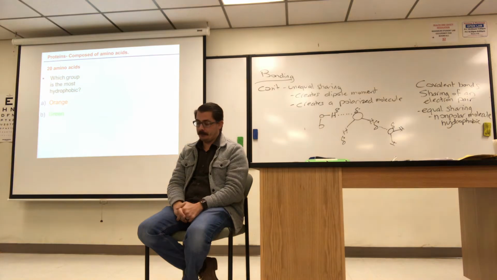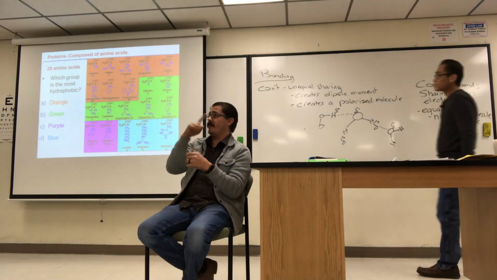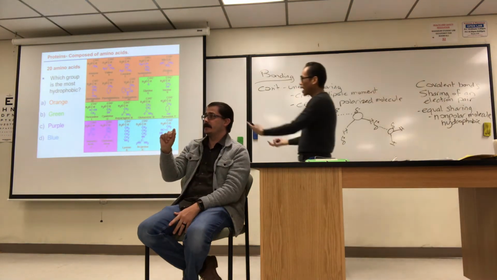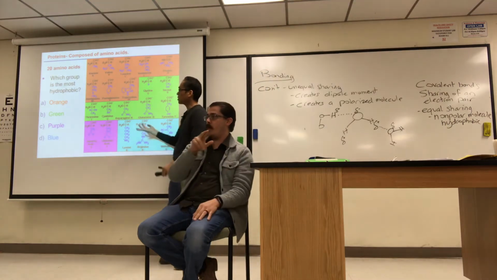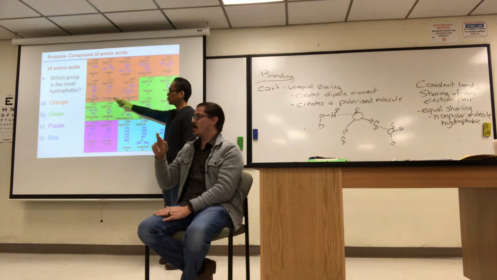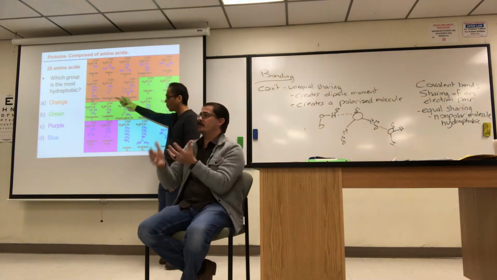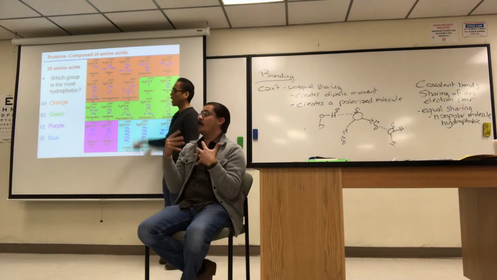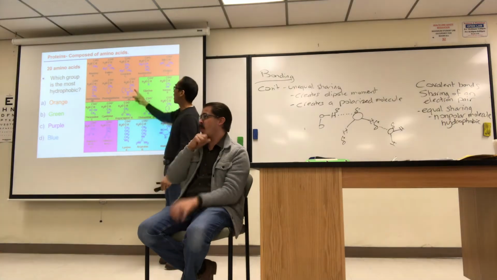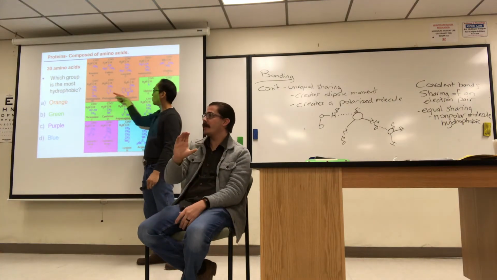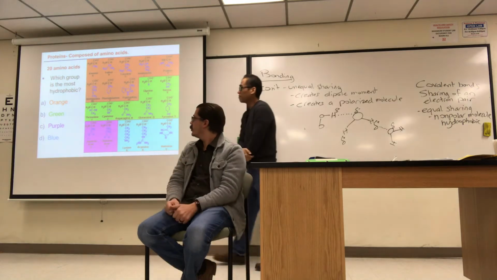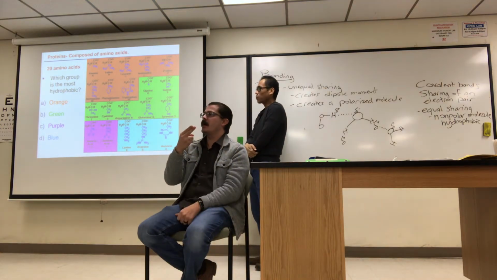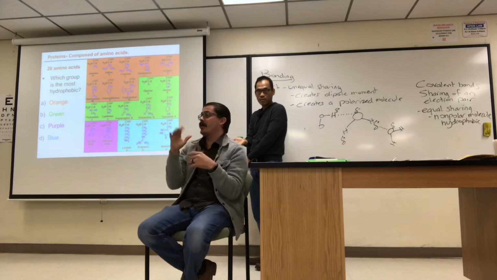Even within amino acids, there are some kinds of amino acids that are more polar or less polar. For example, I would just answer my own question: which group is the most hydrophobic? I would say the orange category, because it has a lot of hydrocarbons, a lot of ring structures that make it hydrophobic. And that's kind of important to know generally speaking, okay?